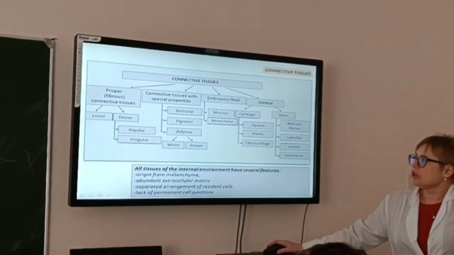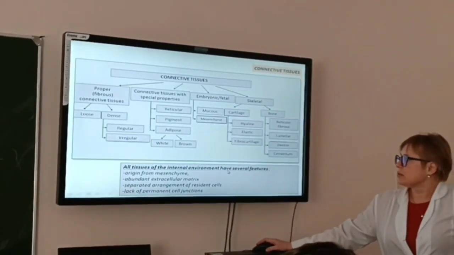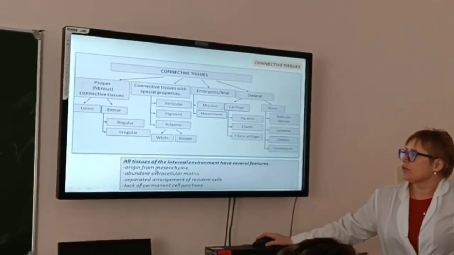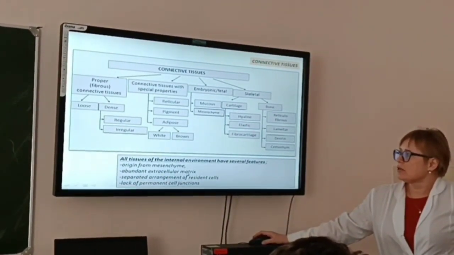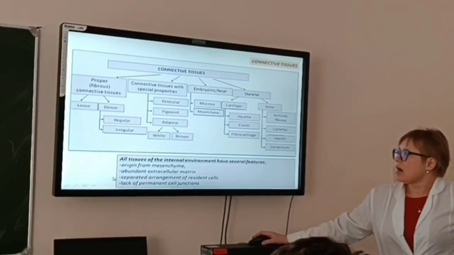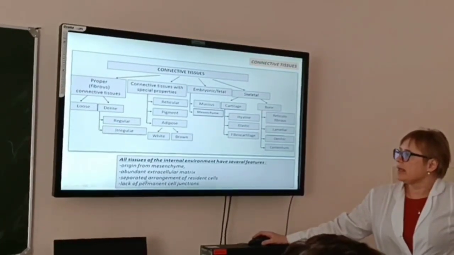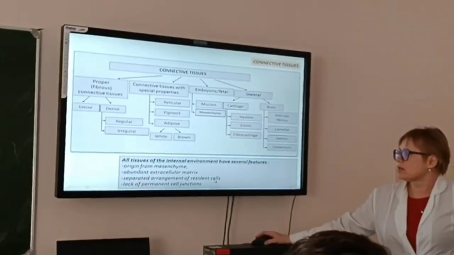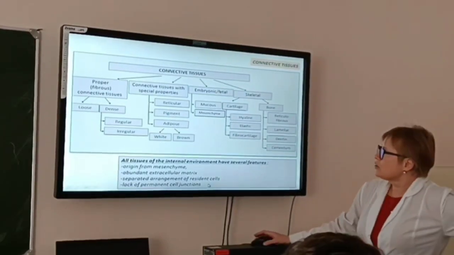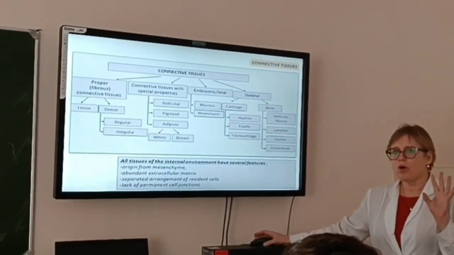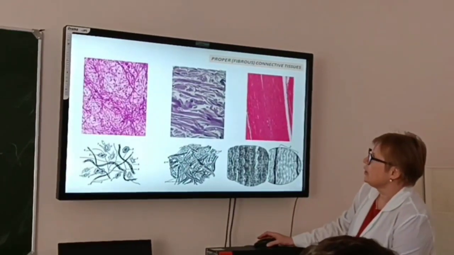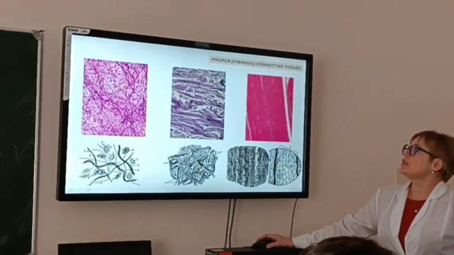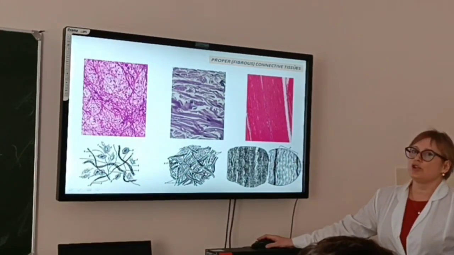Look please, all tissues of internal environment originate from mesenchyme, have abundant extracellular matrix and separated arrangement of resident cells. So, between cells, there are no intercellular junctions. Let's begin with proper connective tissue.